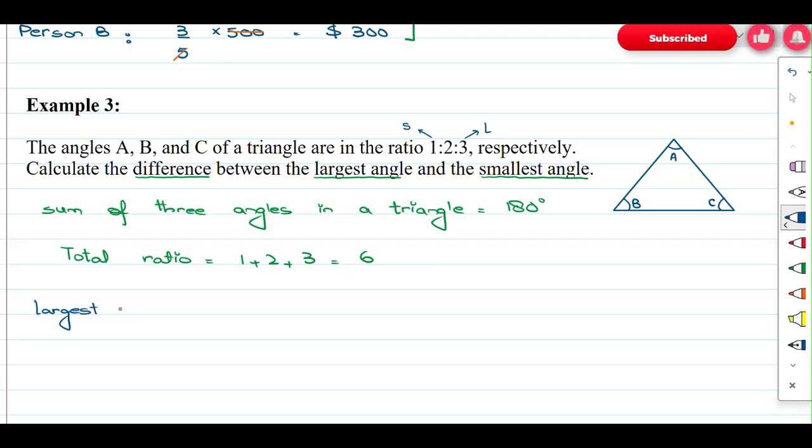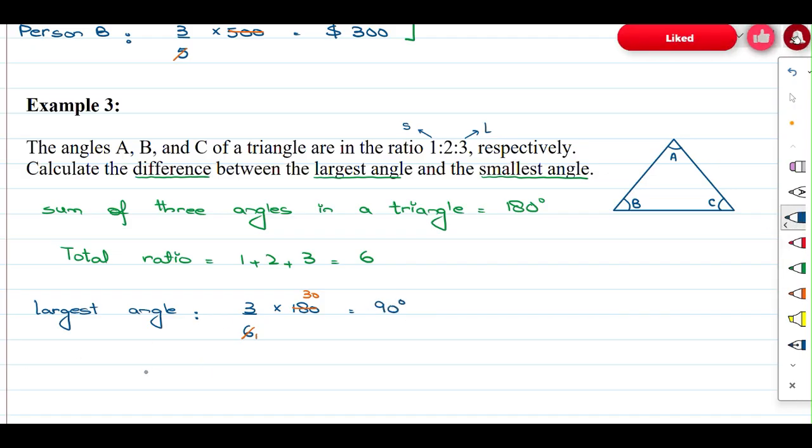What is the ratio for the largest angle? The largest angle ratio is 3 out of the total ratio 6, multiplied by the total angle 180. Let me simplify this. 6 times 3 is 18, and 0; 3 times 3 is 9, and 0. That equals 90 degrees, the largest angle.